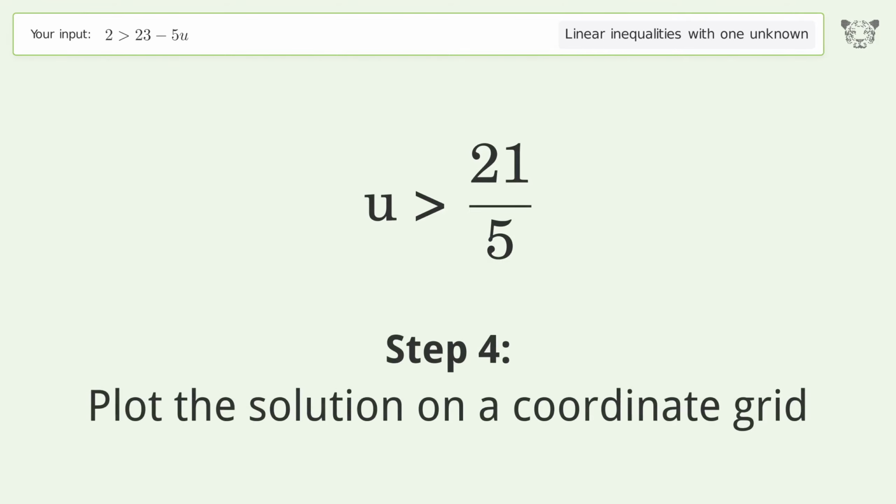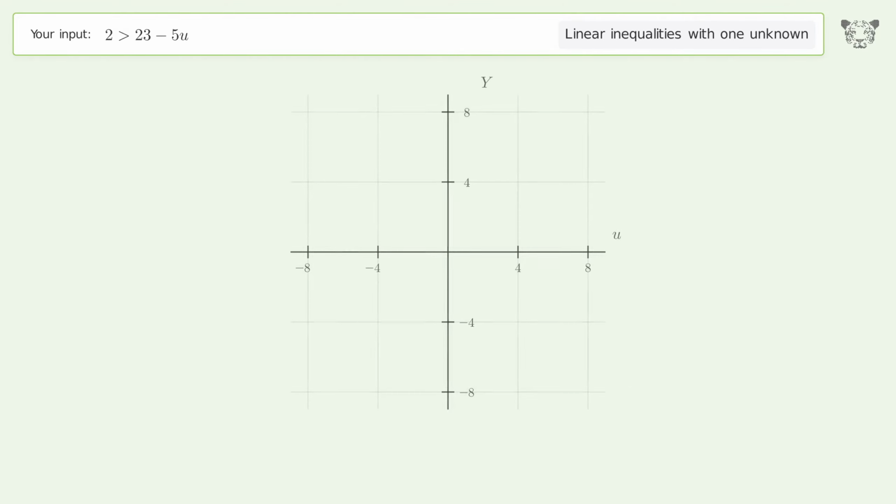Plot the solution on a coordinate grid. And so the final result is u greater than 21 over 5 greater than 41 over 5.